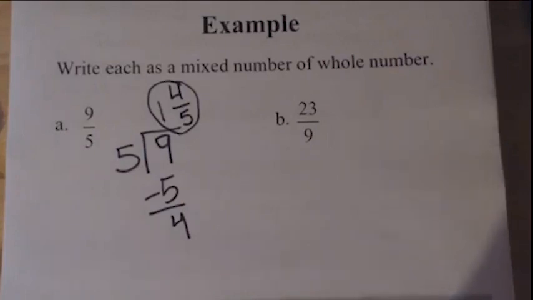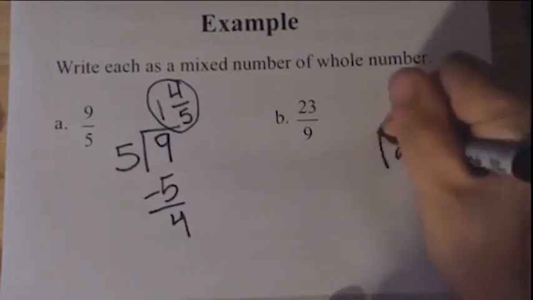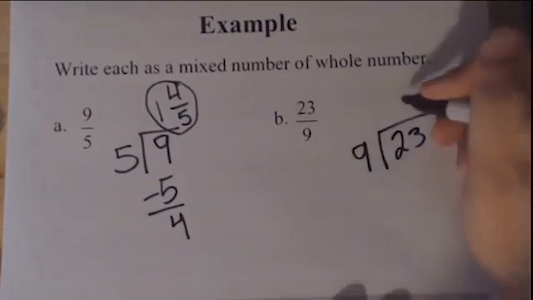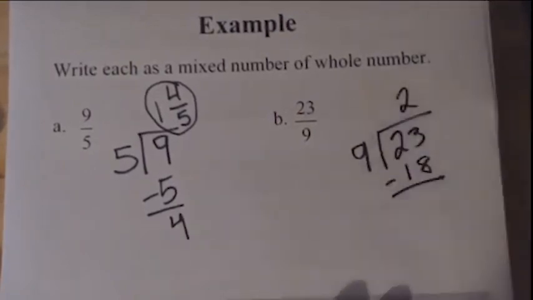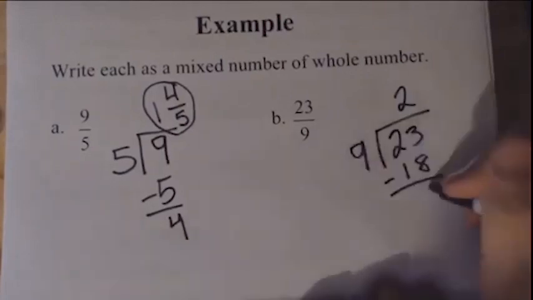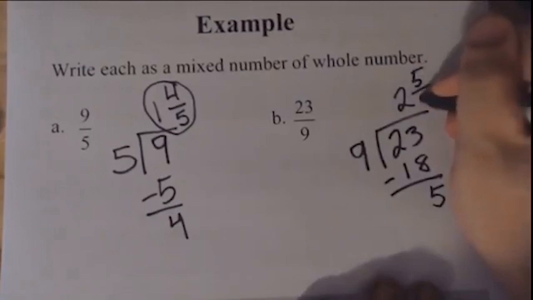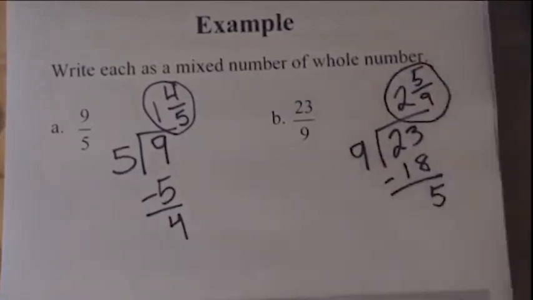Let's divide for part B. 23 over 9 is 23 divided by 9. 9 goes into 23 twice. 2 times 9 is 18. 23 minus 18 is 5. So that's a remainder of 5. We're going to put the remainder over the denominator. 2 5/9.